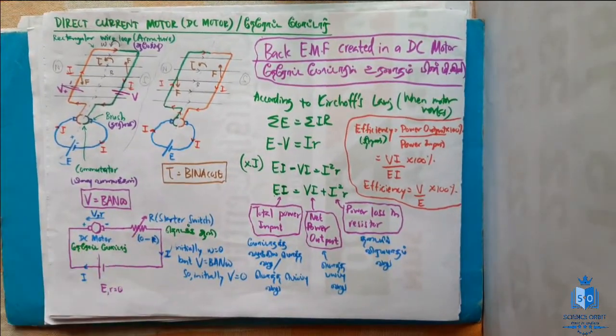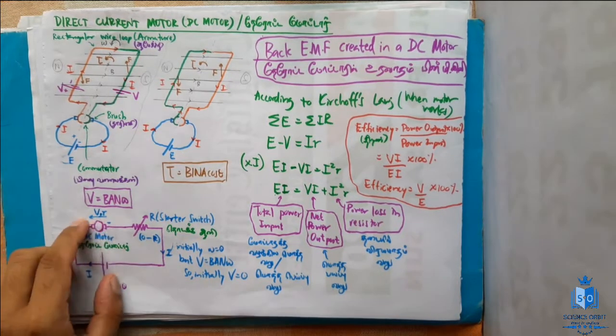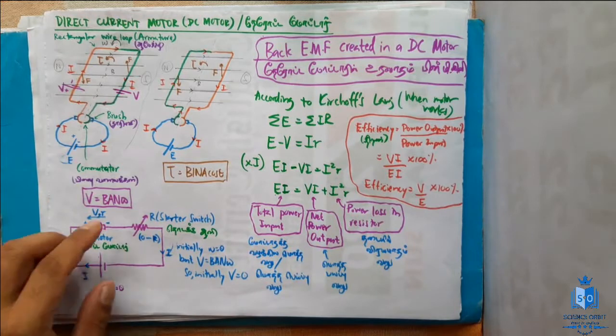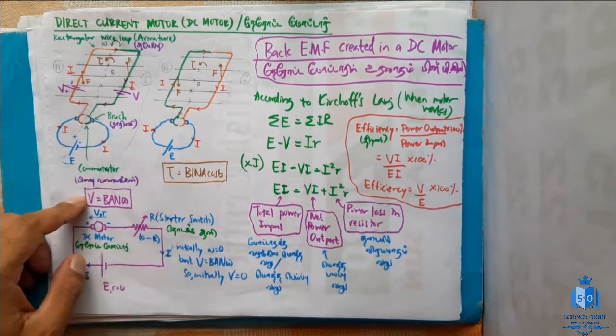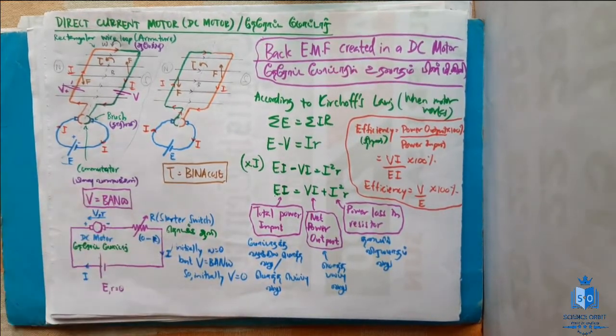This is the entire syllabus of what you need to know about direct current motor. In case they ask you to find the back EMF in another way, maybe you have to use this equation. Okay, BAN omega, and you know what these components are. We have already learnt it. You can use that equation.